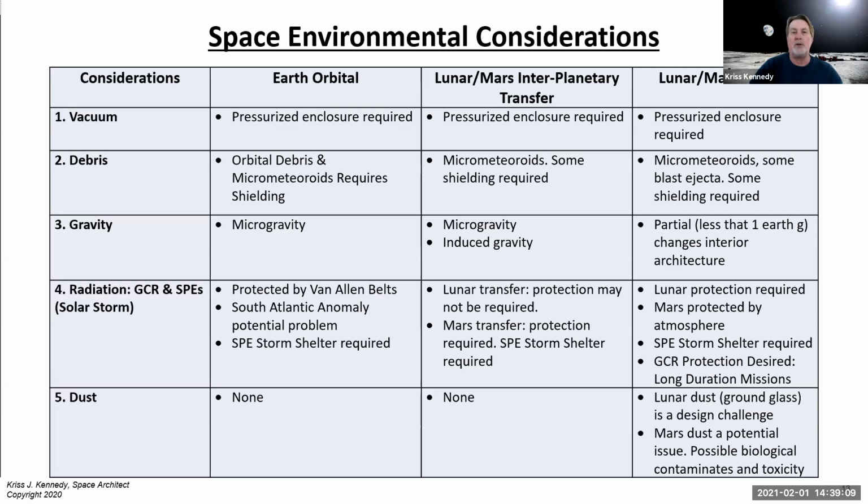Debris in low Earth orbit, you have orbital debris, which is a big problem, and quite large particles. Micrometeoroids are still an issue, but they can be handled a little bit differently. And so you don't have orbital debris in the Mars interplanetary transfer or Mars surface, obviously, or Mars orbit. Not yet, anyways.